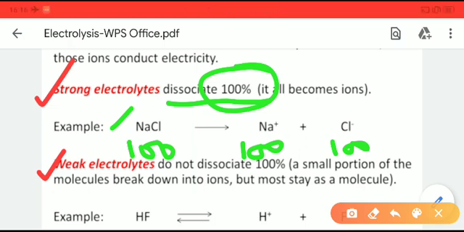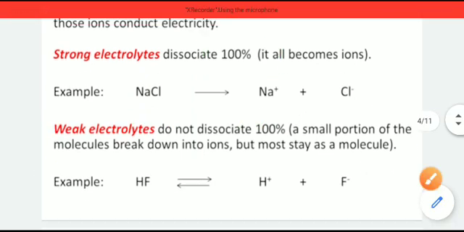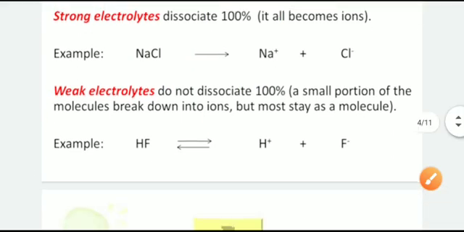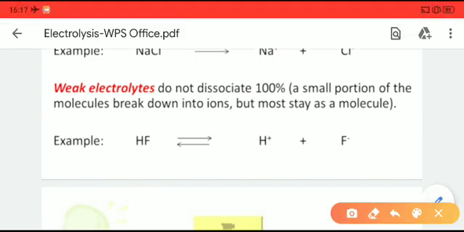So electrolytes that dissociate 100%, or dissociate fully, in the molten state or in aqueous solution are called strong electrolytes, for example NaCl. And what are weak electrolytes?